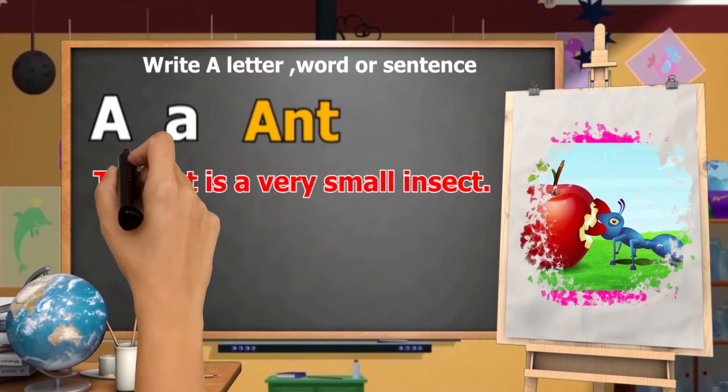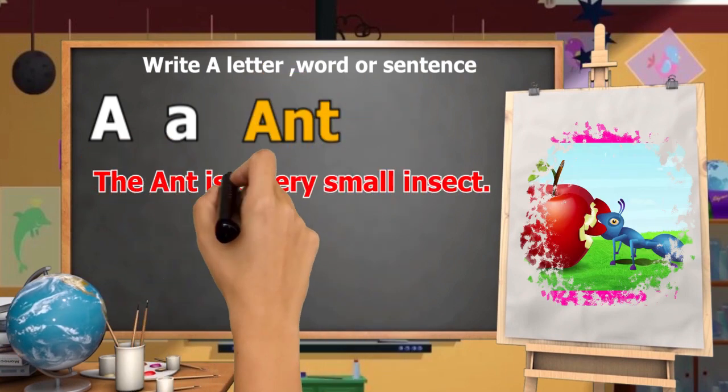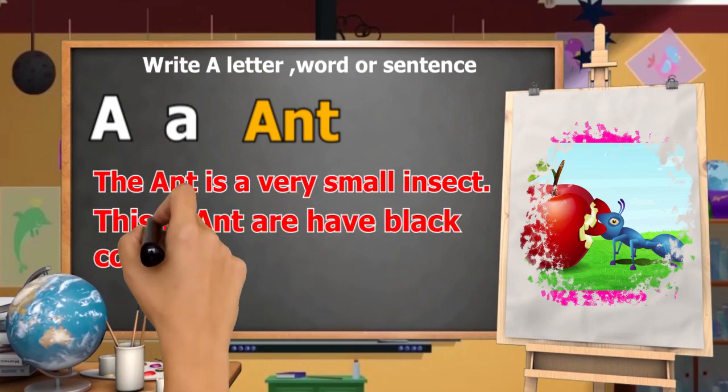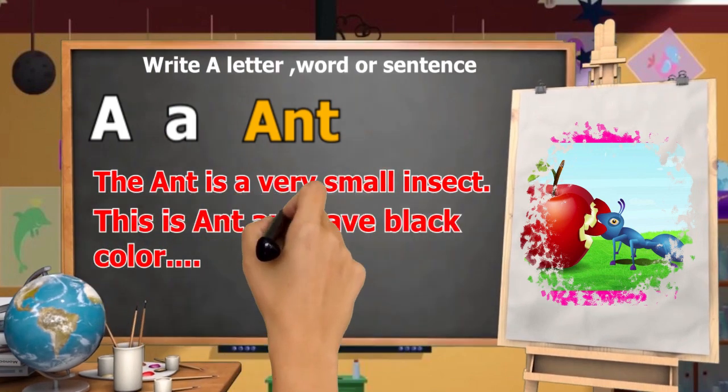Ant. The ant is a very small insect. This is an ant. It is black.